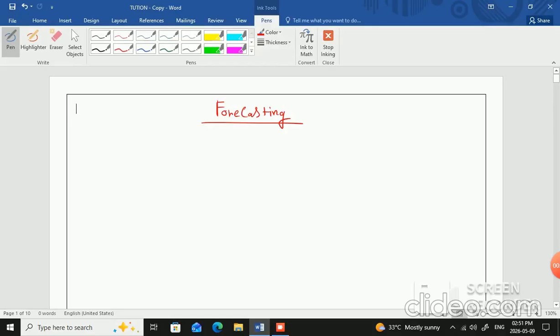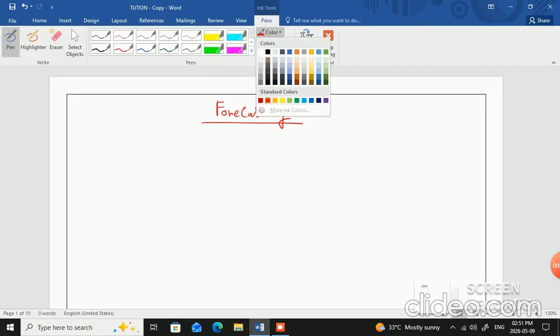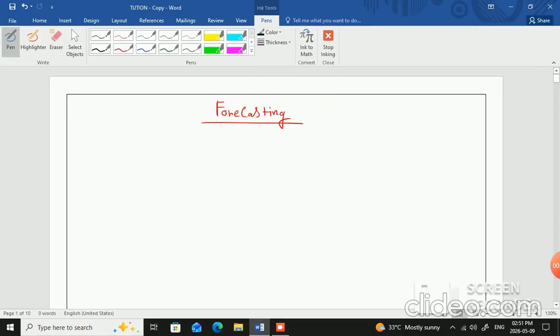Today I will discuss another method of forecasting. The method is the auto-regressive moving average method. The short form of this auto-regressive moving average is ARMA.